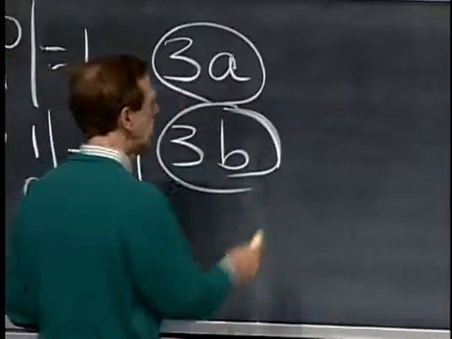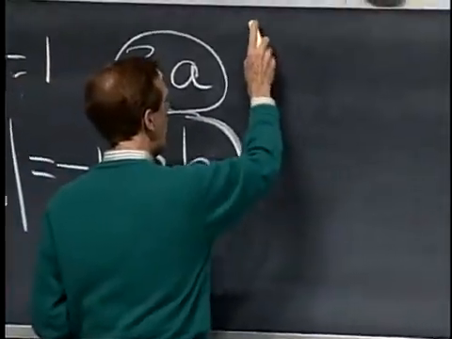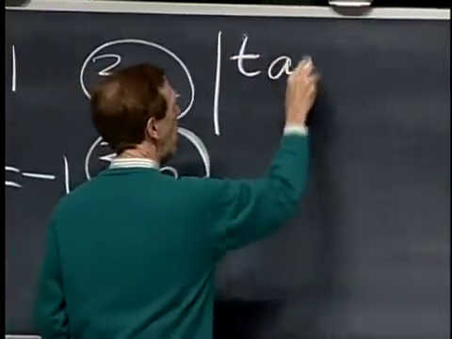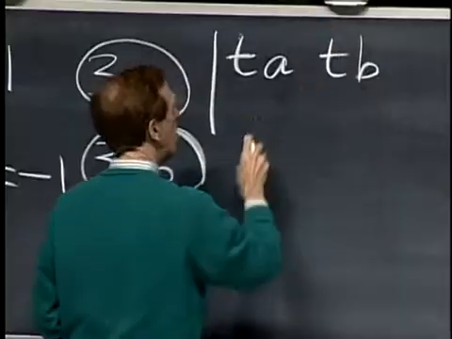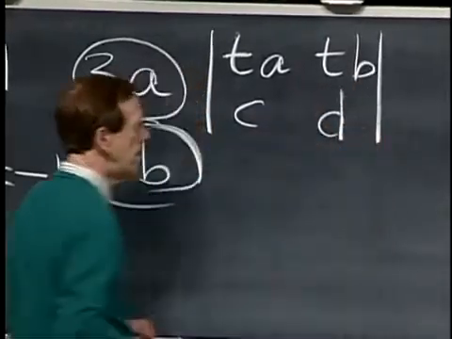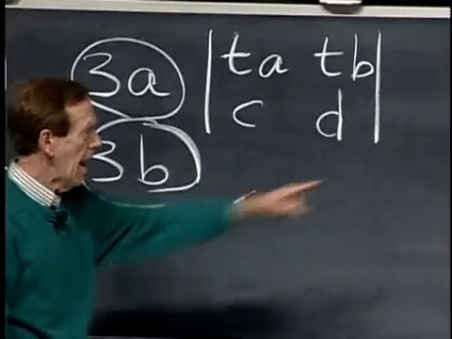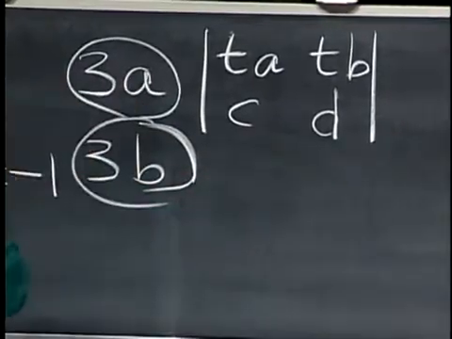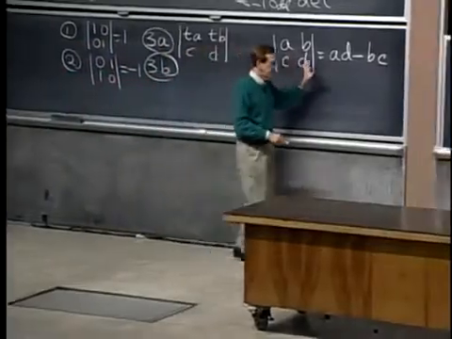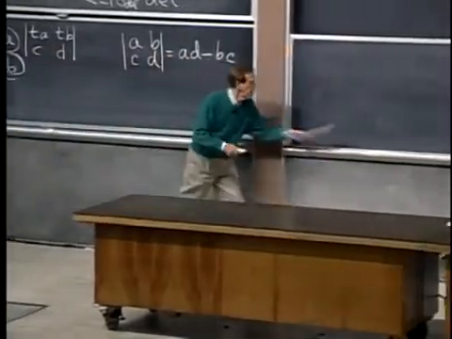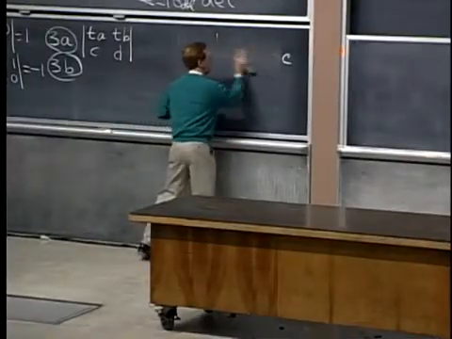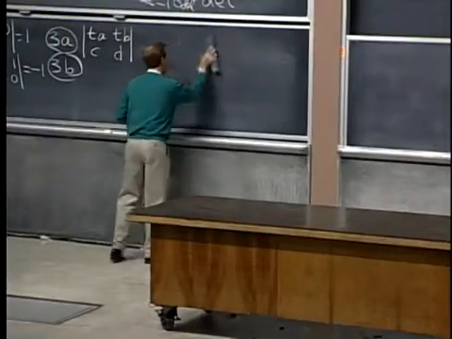Property 3a says that if I multiply one of the rows, say the first row, by a number t, I'm going to erase that. That's what I'm headed for, but I'm not there yet. That's the one we know, and you'll see that it checks out by each property.